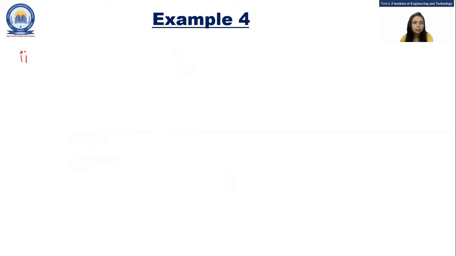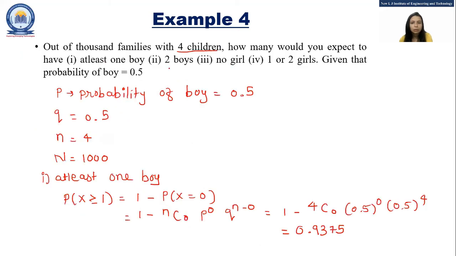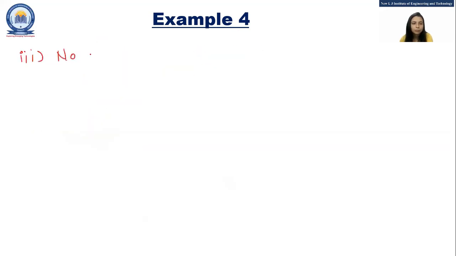Now the third case is for no girl. So we can say that this is equal to 4 boys, because here in P of x, x denotes the number of successes. And here as a success, we take the boy, because the probability of success is the probability of a boy. So whatever the x is, it must denote the number of boys. So the probability of no girl is the probability of 4 boys.